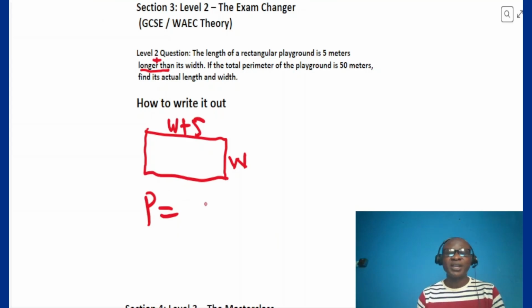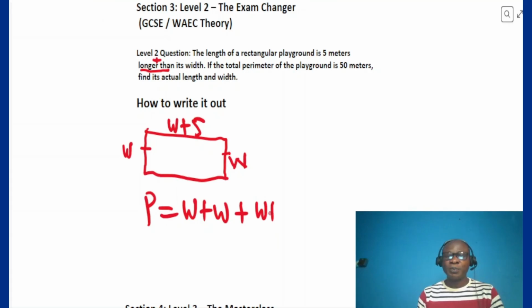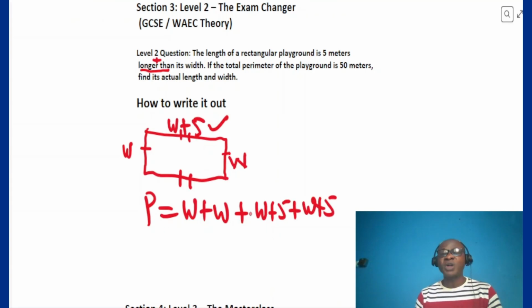Therefore, perimeter now is equal to the 2 opposite widths, that means W plus W, W here and W here, because the 2 of them are equal, plus the 2 opposite lengths. That means W plus 5 for this one, and the opposite of it is also equal to it. The 2 of them are equal. Another W plus 5. All right. This is what will give you exactly the perimeter of the rectangle.